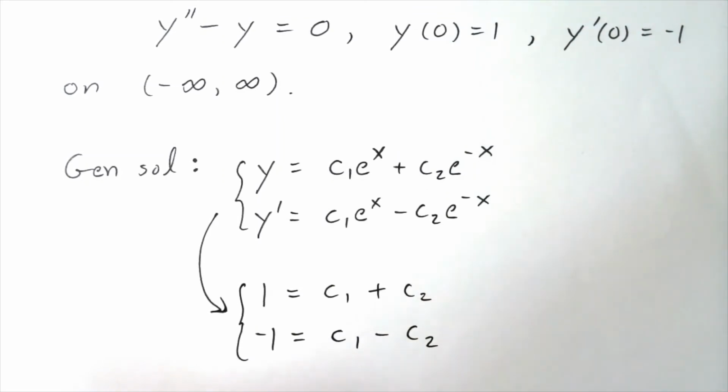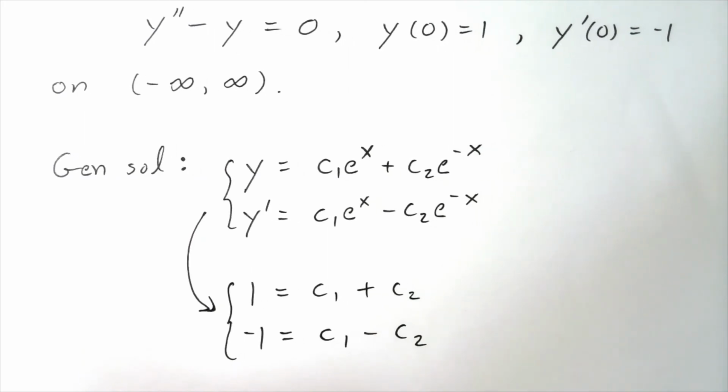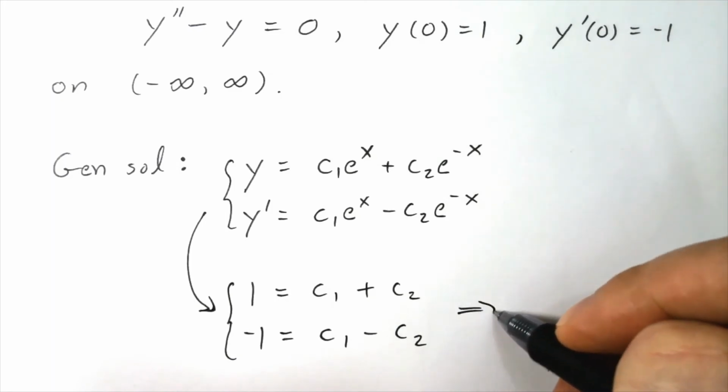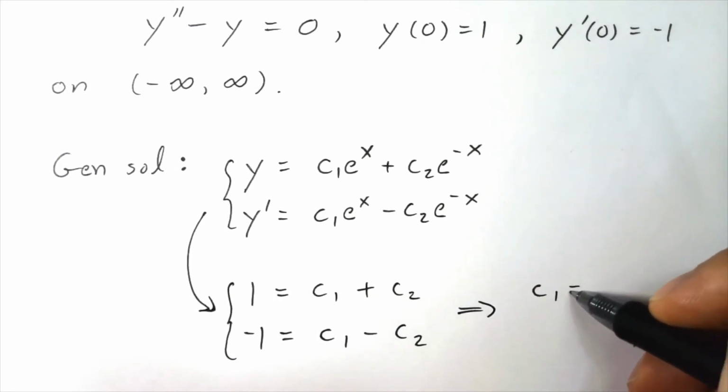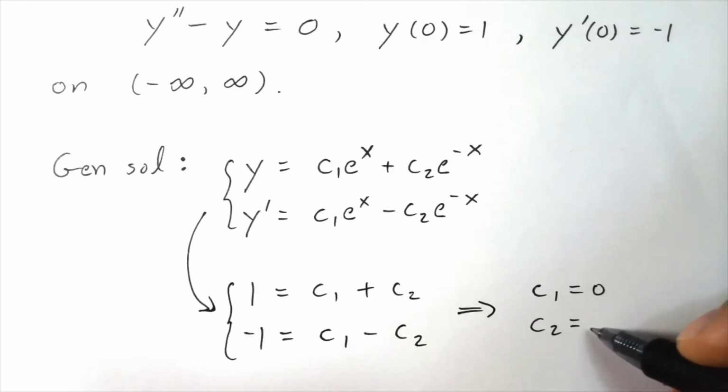So here's a system to solve. Go ahead and solve this system, and let's see what we get. I'll give you a minute to solve it. Pause the video, solve it. And what do you get? You get c1 equals 0, c2 equals 1.